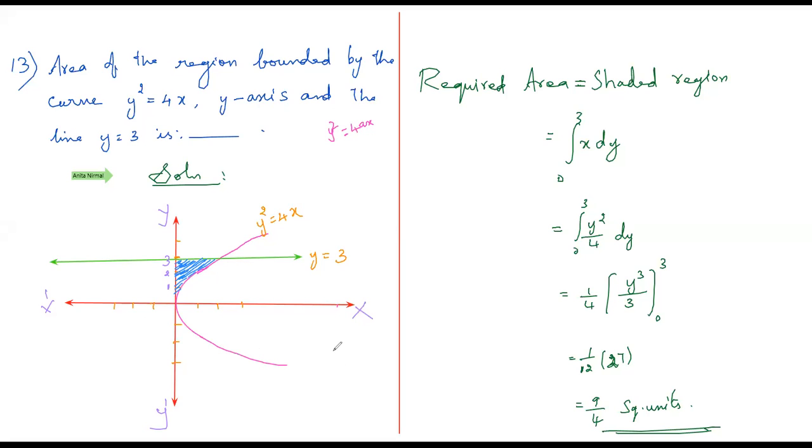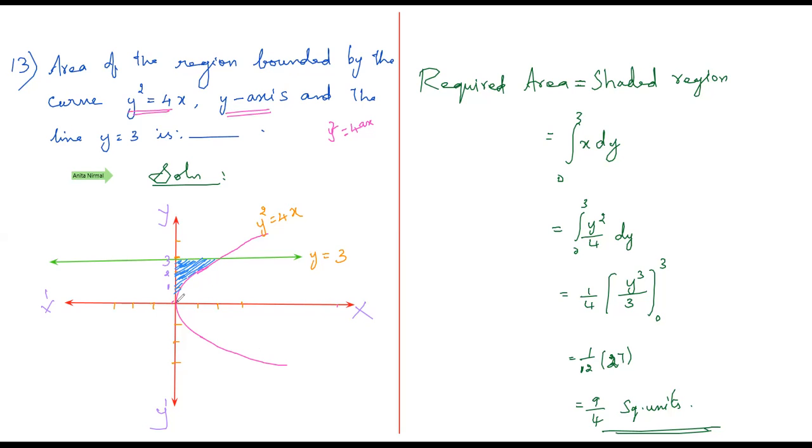Symmetric about the x-axis and open right. So you have to draw the parabola that is open right and symmetric about the x-axis. Now we want the region that is bounded by the parabola and the y-axis. So this is the parabola and this is the y-axis, and the line y equal to 3. So you have to consider this line y equal to 3. So this is the region between the parabola, y-axis, and the line y equal to 3.